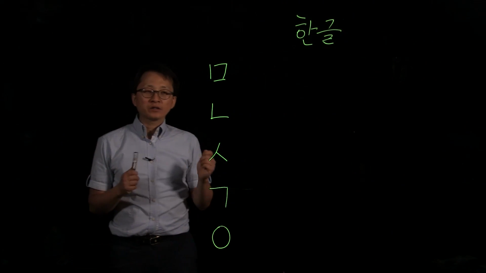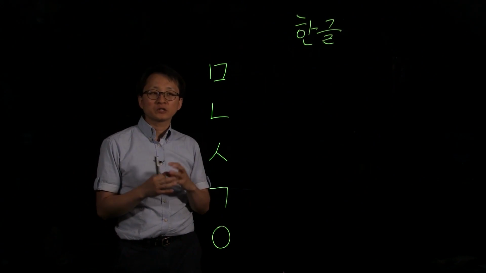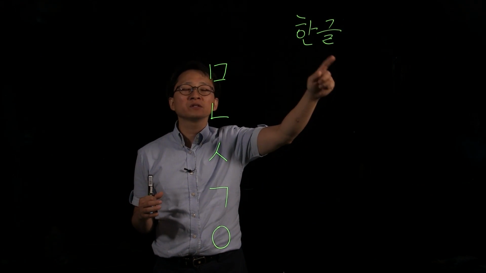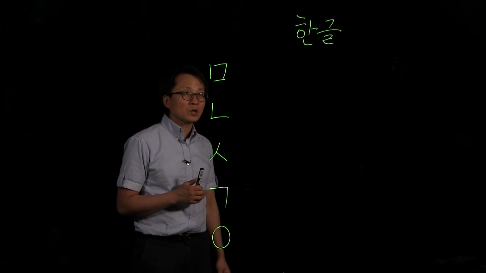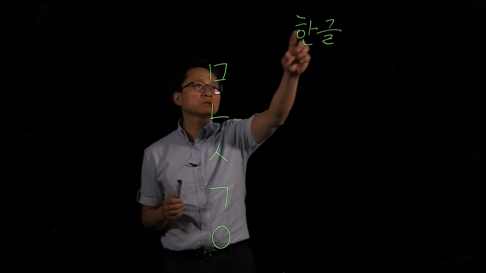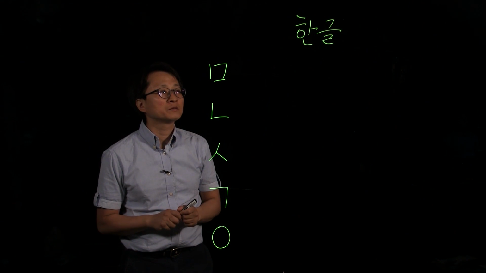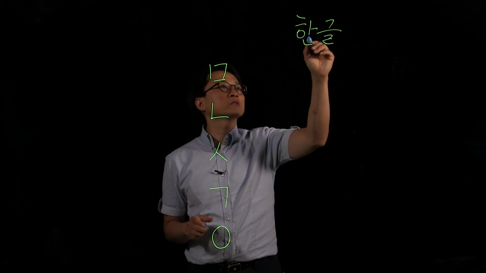When you write Hangul, which is Korean character, we combine vowels and consonants together. I wrote this word here. This is read Hangul, which means Korean character. And I combined consonant and vowels together. Do you recognize some of the vowels we learned last time? Okay, maybe you can recognize this.